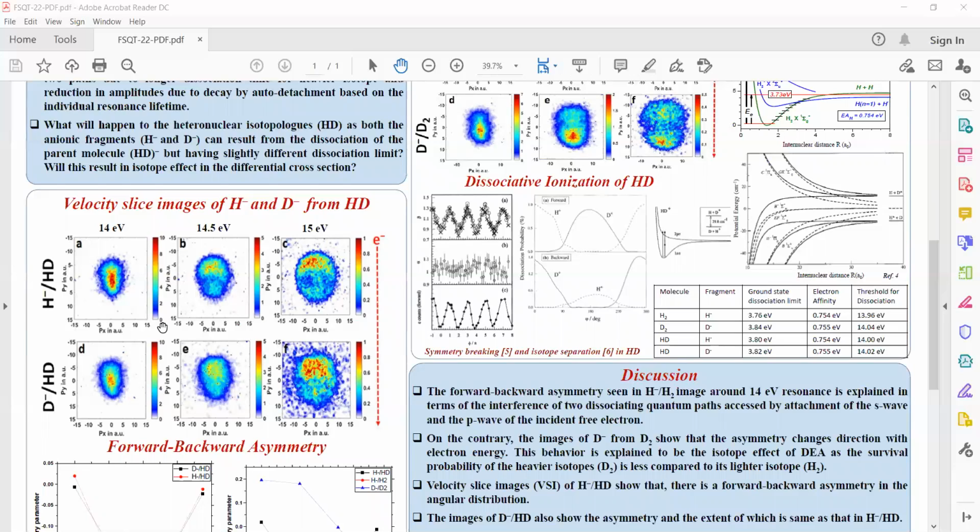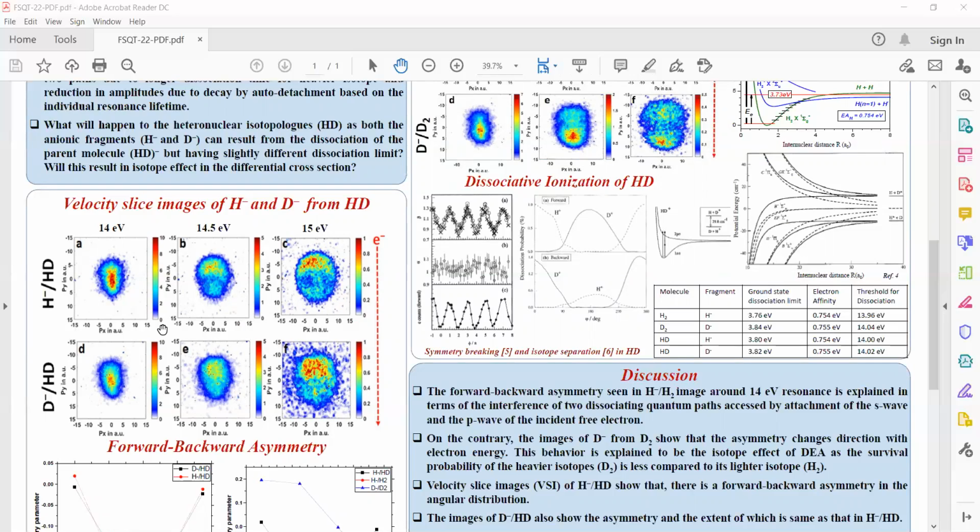The momentum images of both H minus and D minus have the same size, which is due to conservation of linear momentum, but the structure is more prominent in H minus than D minus due to the unequal energy partitioning among the fragments. Although the observed forward-backward asymmetry in DA is due to the interference between two quantum paths of opposite inversion symmetry, no such inversion symmetry is expected to exist in HD, as the two atoms have different mass, making the center of mass of the system differ from the geometric center of the system.